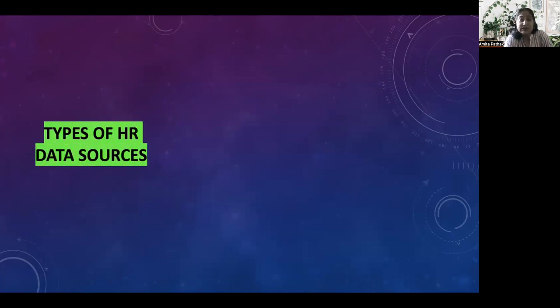Next comes the types of HR data sources. As I told you, data analysis is the tool or a process of doing analysis using certain statistical methods to gain certain insights. But dear friends, for data analysis, we have to work on data. So our data should be of high quality. Our data should be reliable because our analysis is based on the data itself. So let us understand the different types of HR data sources from where we can get data to make analysis further.